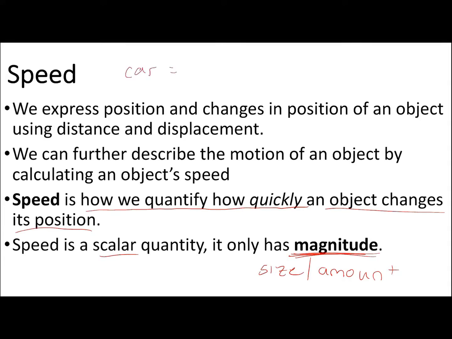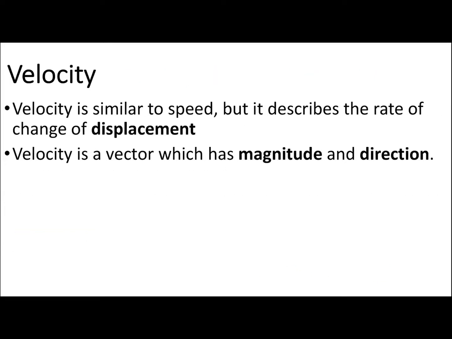We can say that a car has a speed of 20 miles per hour, or a snail has a speed of 2 centimeters per minute. Neither of those has a direction associated with it, but they do have a value, 20 and 2, and we measure that value in some known unit. That's what speed really is, how quickly an object changes its position.